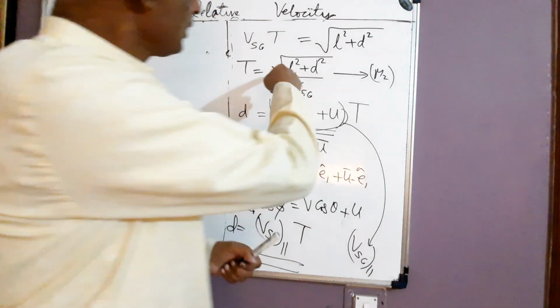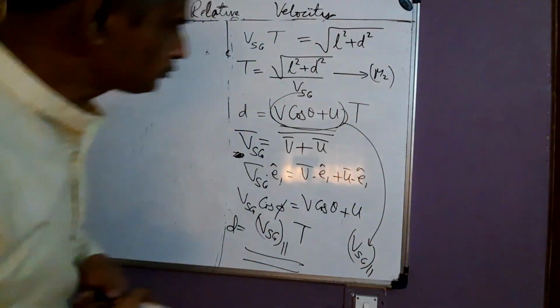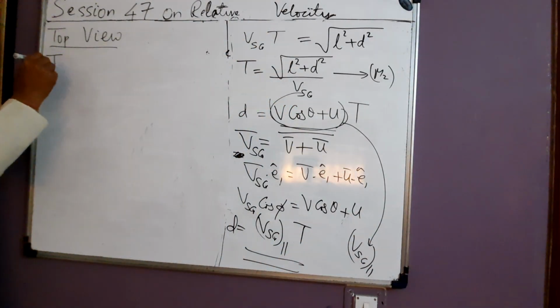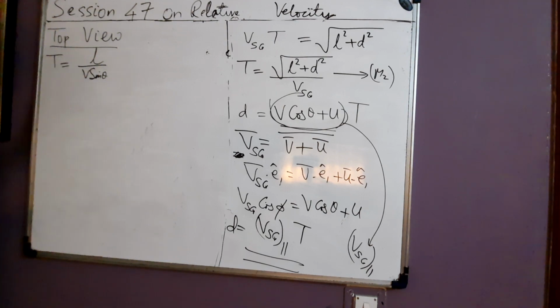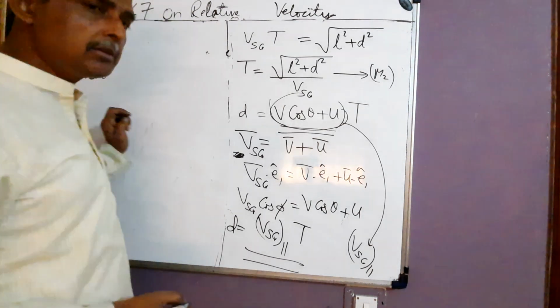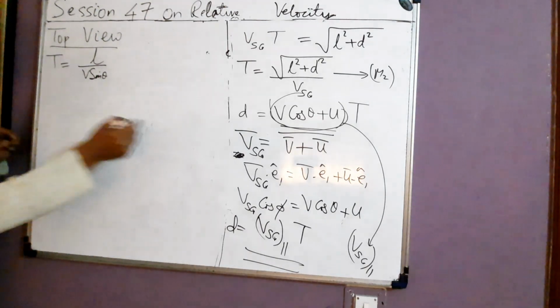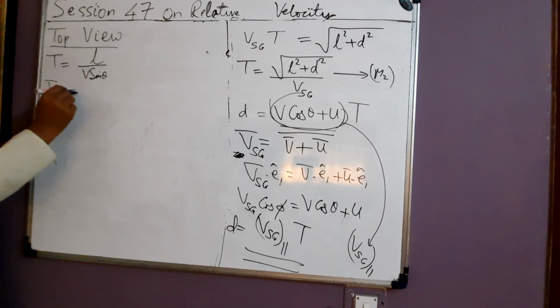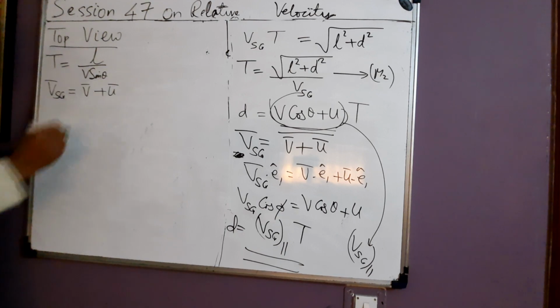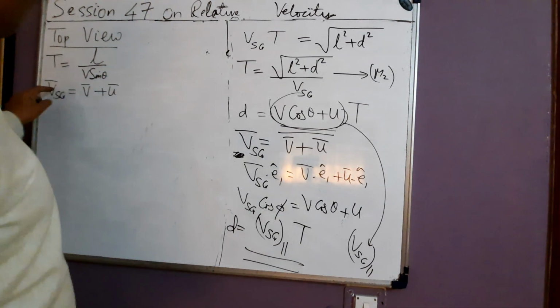Now one more thing, this capital T we found in method 1 and method 2. See, by method 1 T is obtained to be L by V sin theta. Now V sin theta can be interpreted in one more way. What is that? See, this equation I'll write here again. Vsg equal to vector V plus vector U. We take the dot product of this equation with E2.